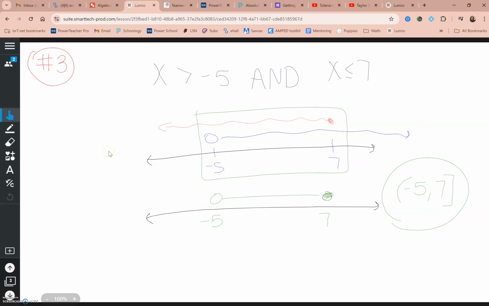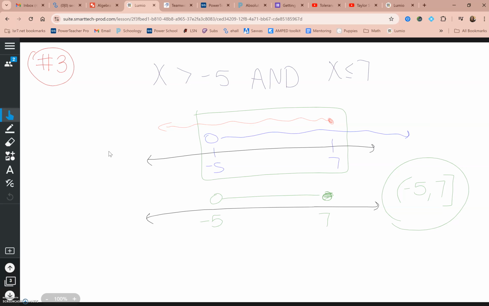Next, very similar to the first one, except we have one going the other way. We have x is greater than -5 and x is less than or equal to 7. It's an and, so we have a rough draft and a final draft. For our rough draft, we just graphed them both. We found the overlap, and that's what we put on our final number line.